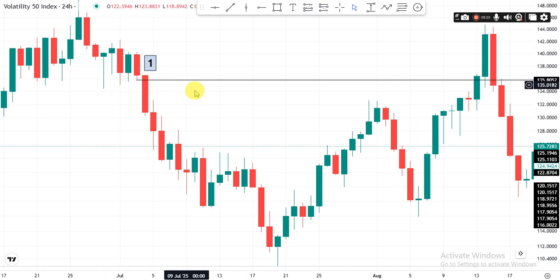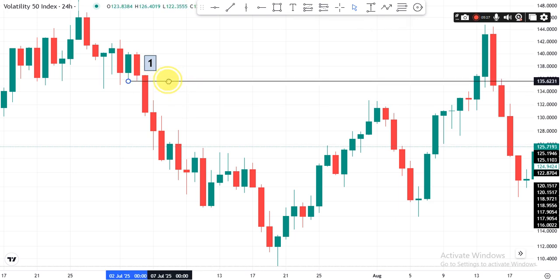But this is a wick. This is where you need to mark. You put your horizontal line here. That's where we're going. Now you wait for the next candle to form. I see the next candle forming right now.